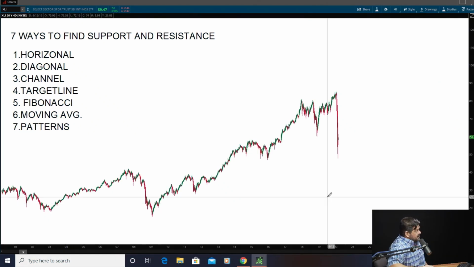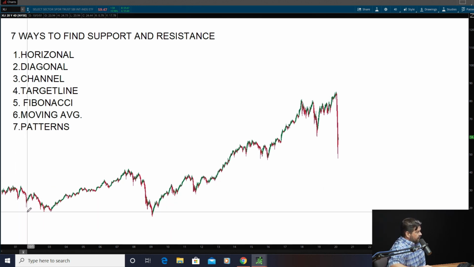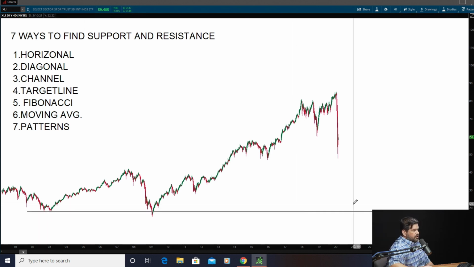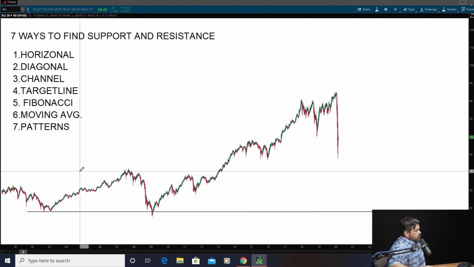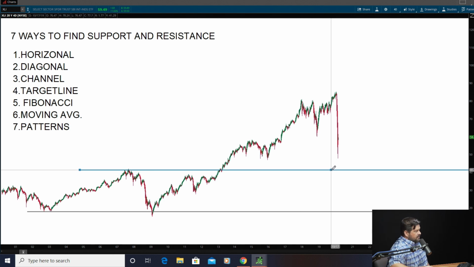Today we're going to be talking about 7 ways to find support and resistance. First you have a horizontal line, and it's just based off of the highs and lows of a chart. You can see that we have some lows back here, and so we're just going to draw this horizontal line across, and that is one way that we're going to be discussing over many charts on how to find support and resistance.